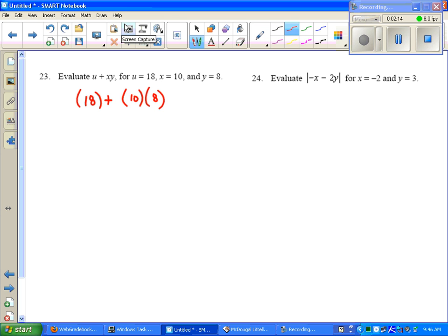Remember, for your order of operations, you've got to do multiplication first. 10 times 8 is 80. And bring down your plus 18. 80 plus 18 is 98.